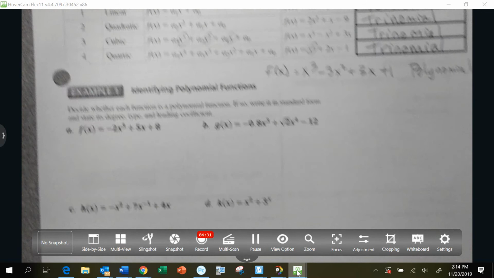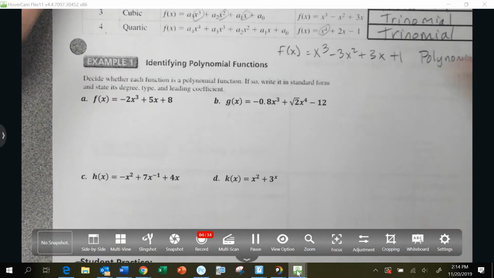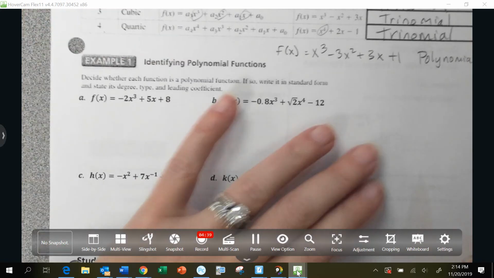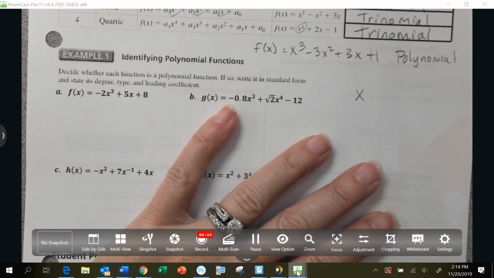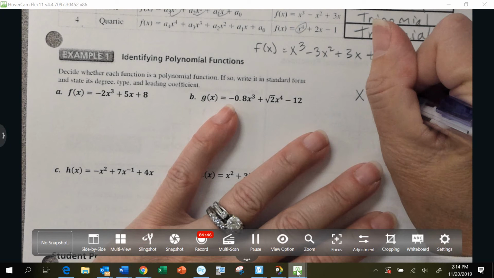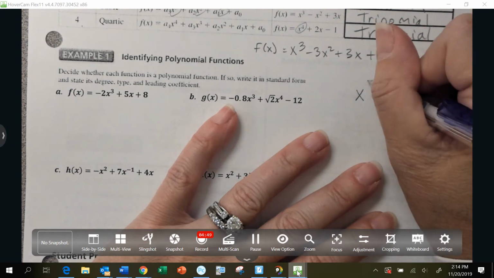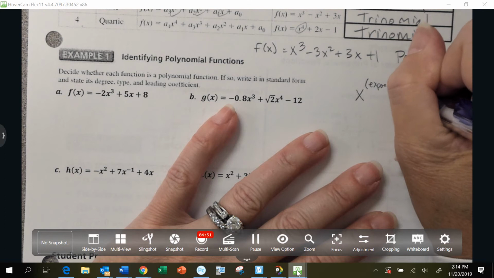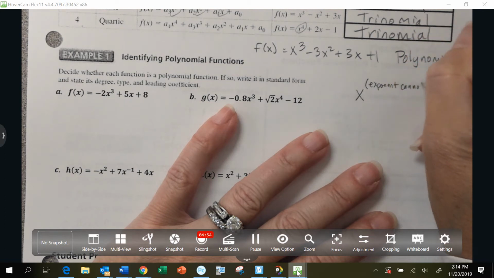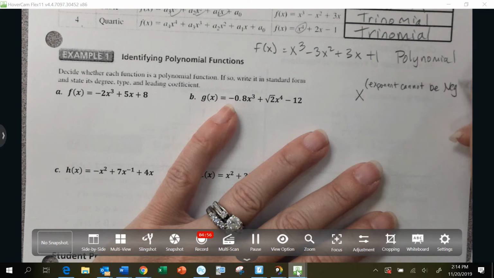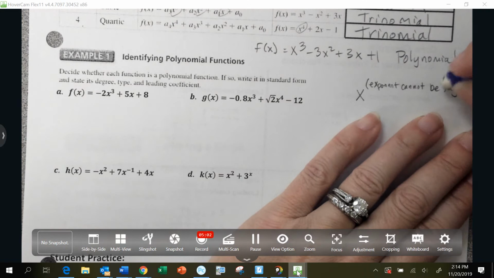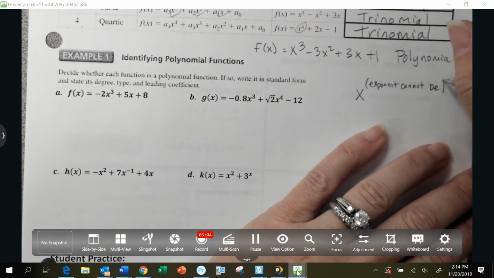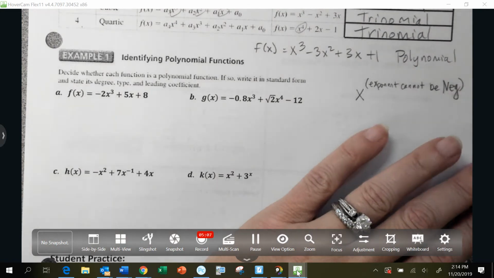Okay. And then identifying polynomial functions. So there are some rules about polynomial functions. I'll just kind of write these off to the side. X has to have the exponent cannot be negative. When you've got x's in here, the exponent on the variable cannot be negative. That would make it not a polynomial.